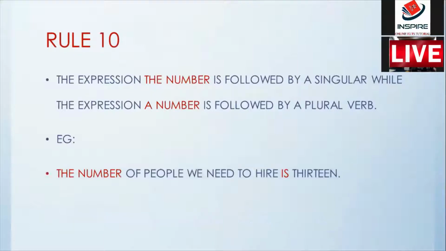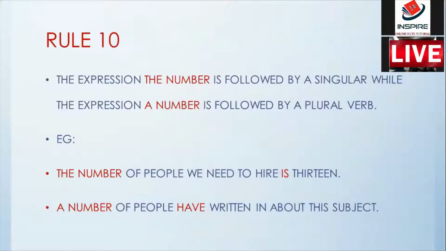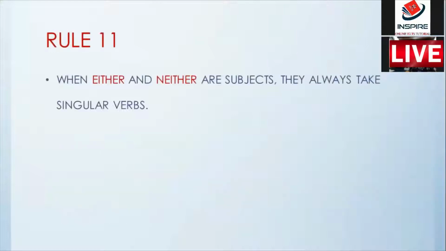For example, the number of people we need to hire is 13. Here, because it says the number, is came. Whereas if it is a number of people, a number of people have written in about this subject. You can see that because a number came, have came here. If it had been the number, has would have come here. So that is what rule 10 is all about. Then rule 11: when either and neither are subjects, they always take singular verbs.